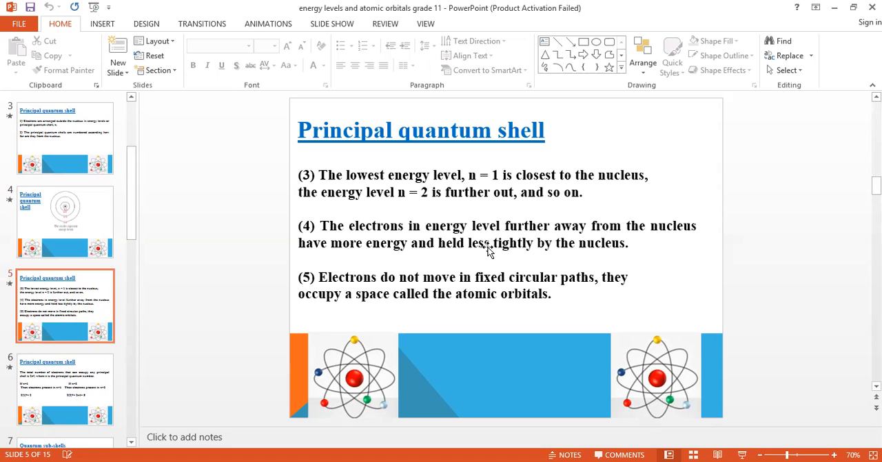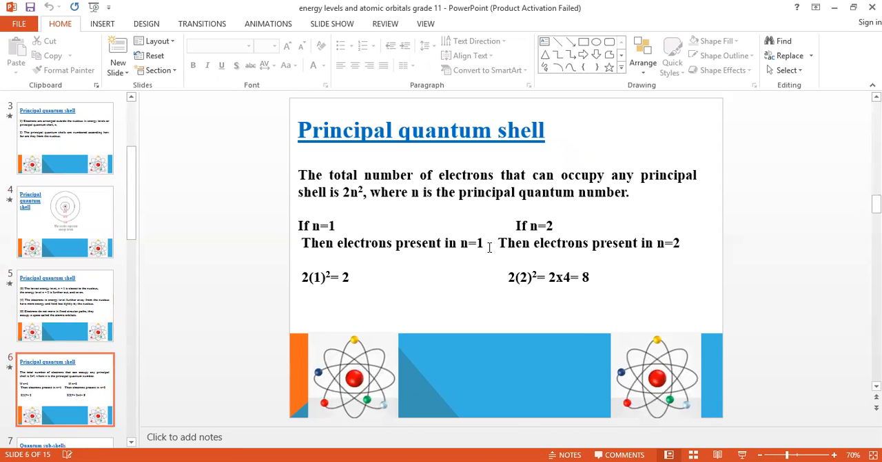I have to explain again. The total number of electrons that can occupy any principal shell, even K, L, M, and N, from n equals 1 to n equals 4, is given by the formula 2n square. You can use this formula here.